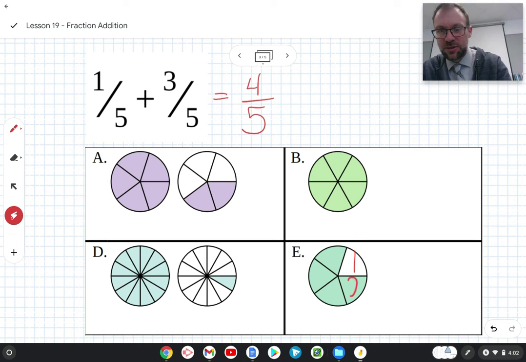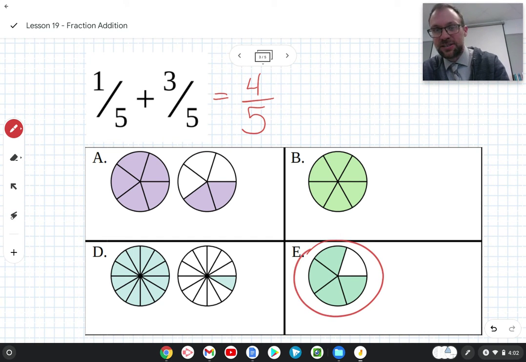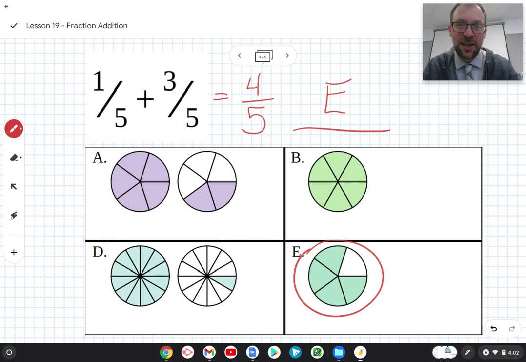Let's count. 1, 2, 3, 4. Yep, we're talking about fifths. There are 5 slices in the circle. And we can see that all but 1 or 4 of those slices are colored in. And so we would circle this or say this is our answer. And on the answer line, we'll write the letter E. That's what you're going to do today.